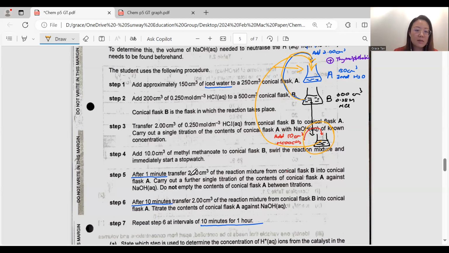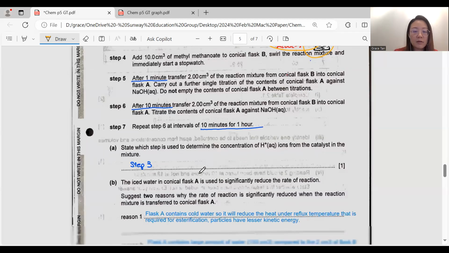Look at step 6: every 10 minutes, the time interval is 10 minutes. Every 10 minutes you transfer 2 cm³ and then you titrate again. You repeat this 6 times, up until 1 hour, that is 6 times of 10 minutes.